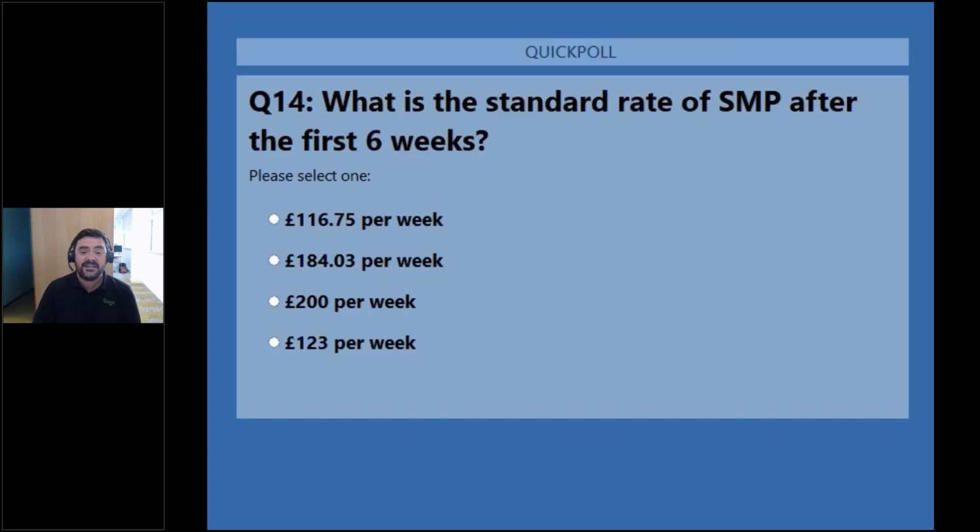So this one is, what's the standard rate of SMP after the first 6 weeks? Is it £116.75 per week? Is it £184.03 per week? Is it £200 per week? Or is it £123 per week? So a few of those answers might be familiar, but which one is the correct one? What's the standard rate of SMP after the first 6 weeks? Last few seconds on that question. And we'll close that one down.